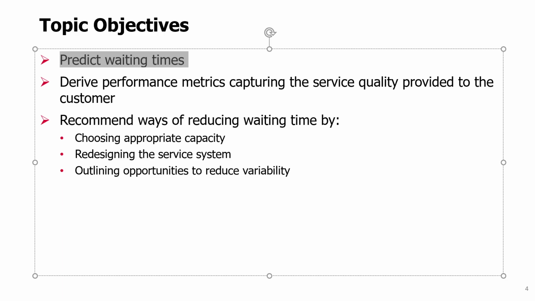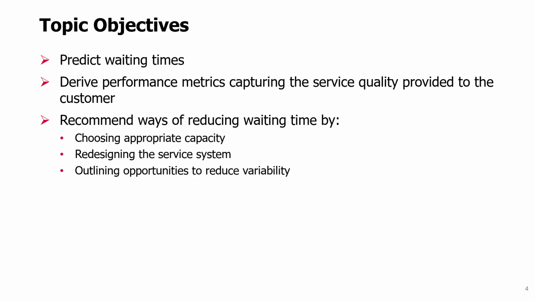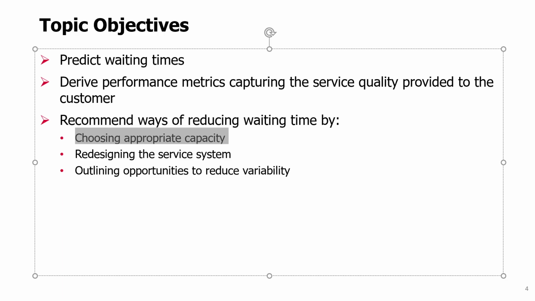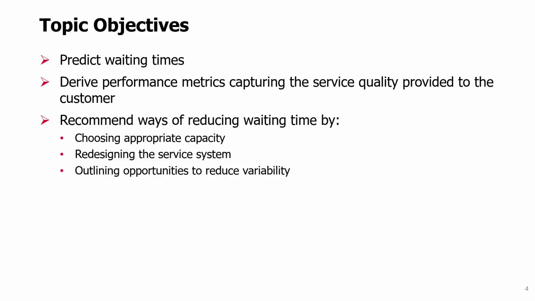waiting time, or generally waiting times of customers or units. Also, we want to derive some performance metrics that capture the service quality provided to the customer. And finally, we want to think of ways of reducing waiting time by adjusting capacity, by maybe redesigning the system, and by outlining opportunities to reduce variability.